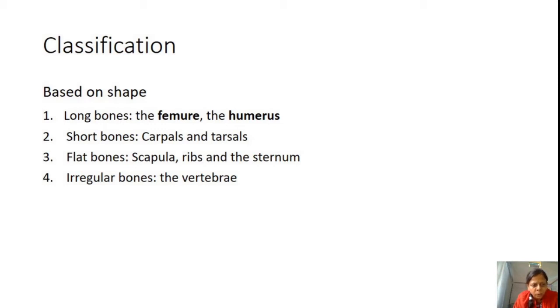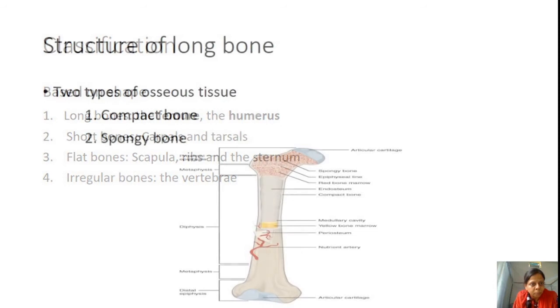If the bones are short and wide, then they are called short bones, such as carpals and tarsals, which you find in the hands. The third one is the flat bones. That means they are flat in nature, such as the sternum, ribs, and scapula. They are examples of flat bones. The fourth one: if the shape is not definite, and you cannot assign any particular shape to the bone, then they are called irregular bones. Example, vertebrae present in the vertebral column.